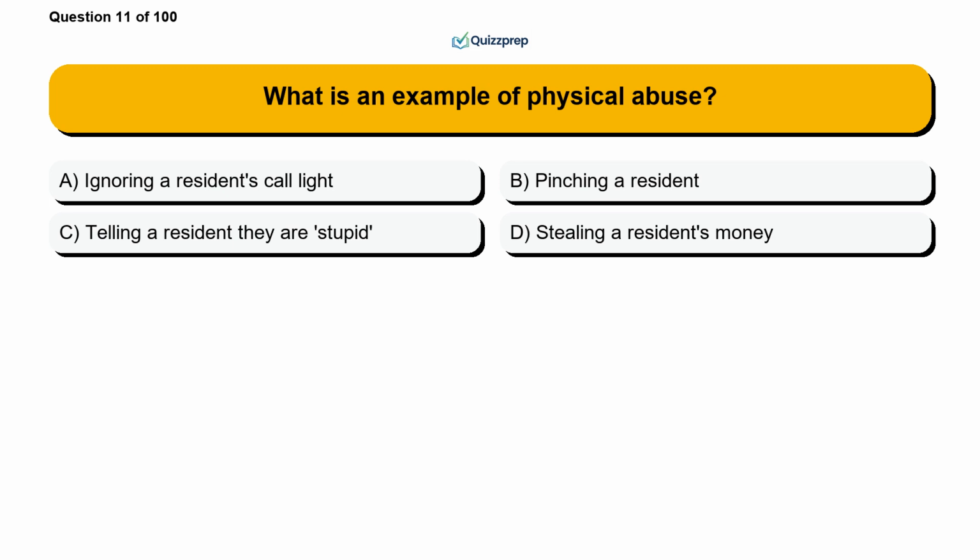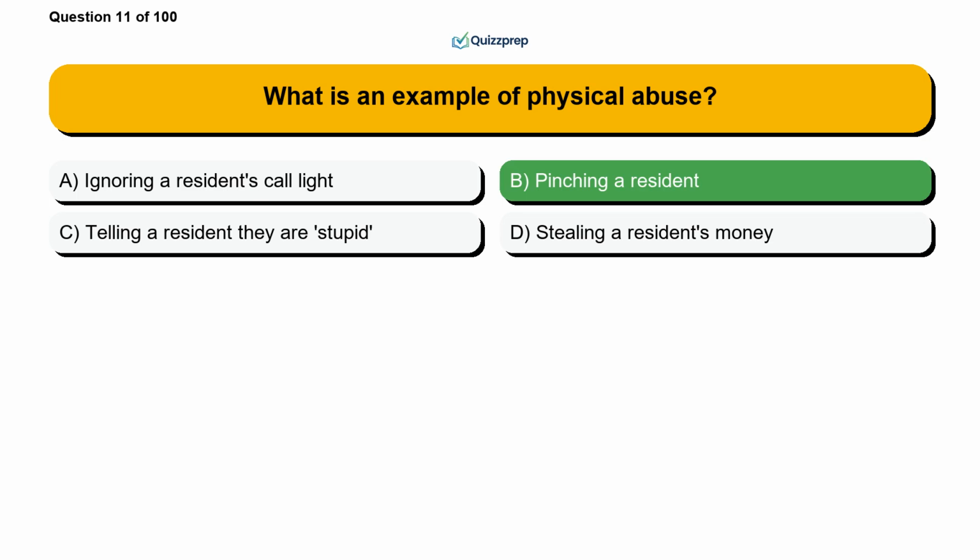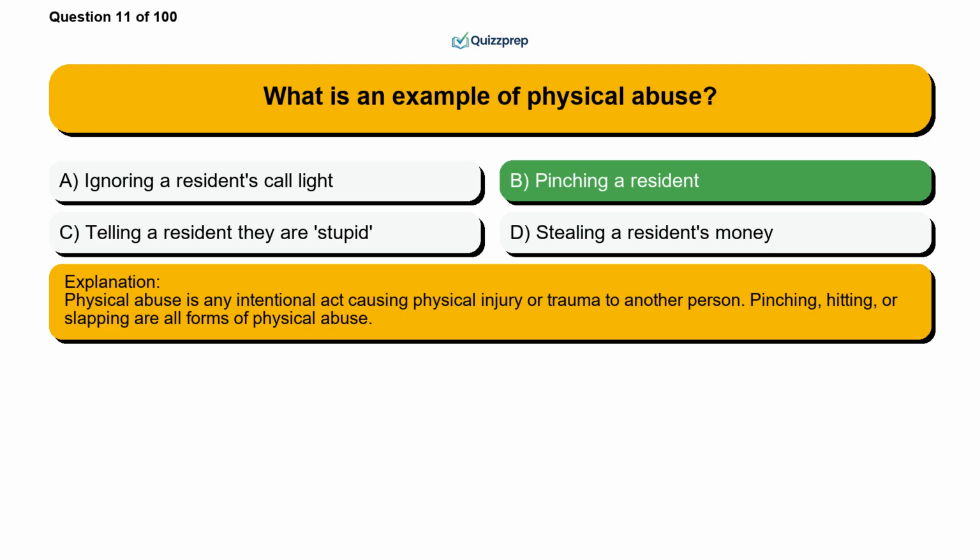Question 11. What is an example of physical abuse? Option A, ignoring a resident's call light. Option B, pinching a resident. Option C, telling a resident they are stupid. Option D, stealing a resident's money. The correct answer is option B, pinching a resident. Physical abuse is any intentional act causing physical injury or trauma to another person. Pinching, hitting, or slapping are all forms of physical abuse.